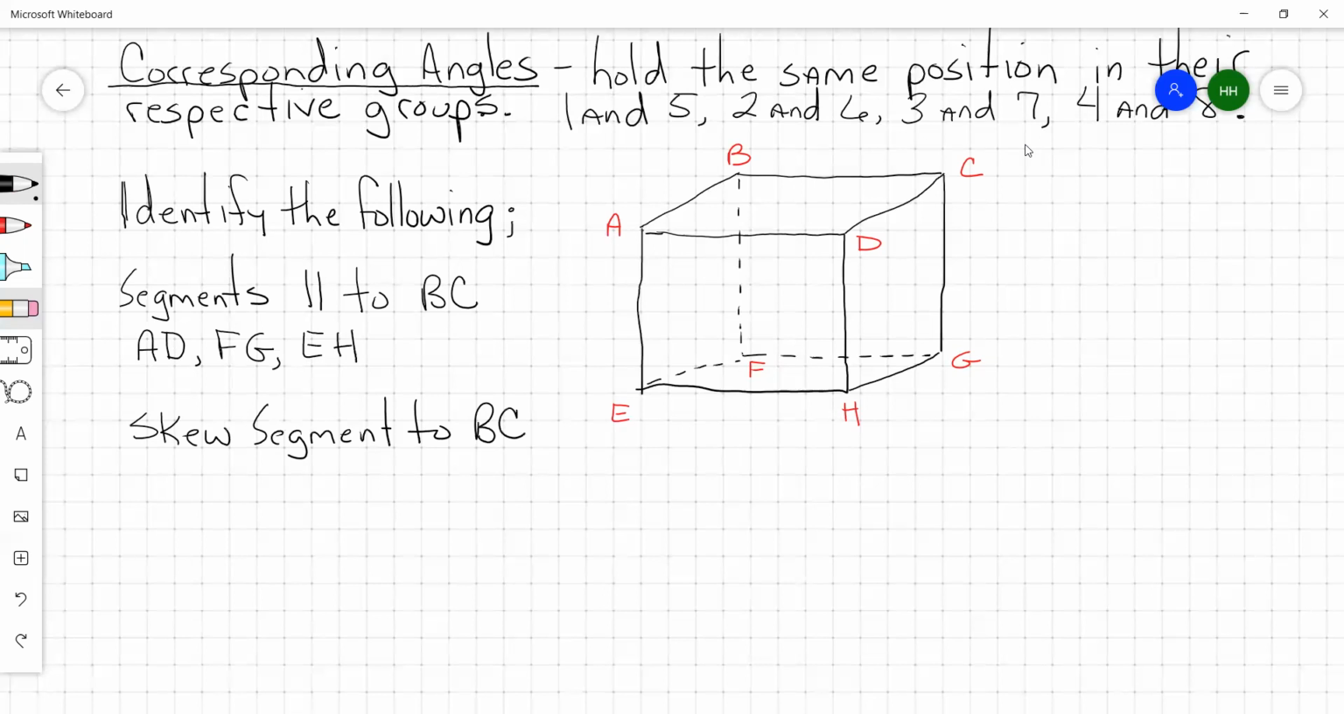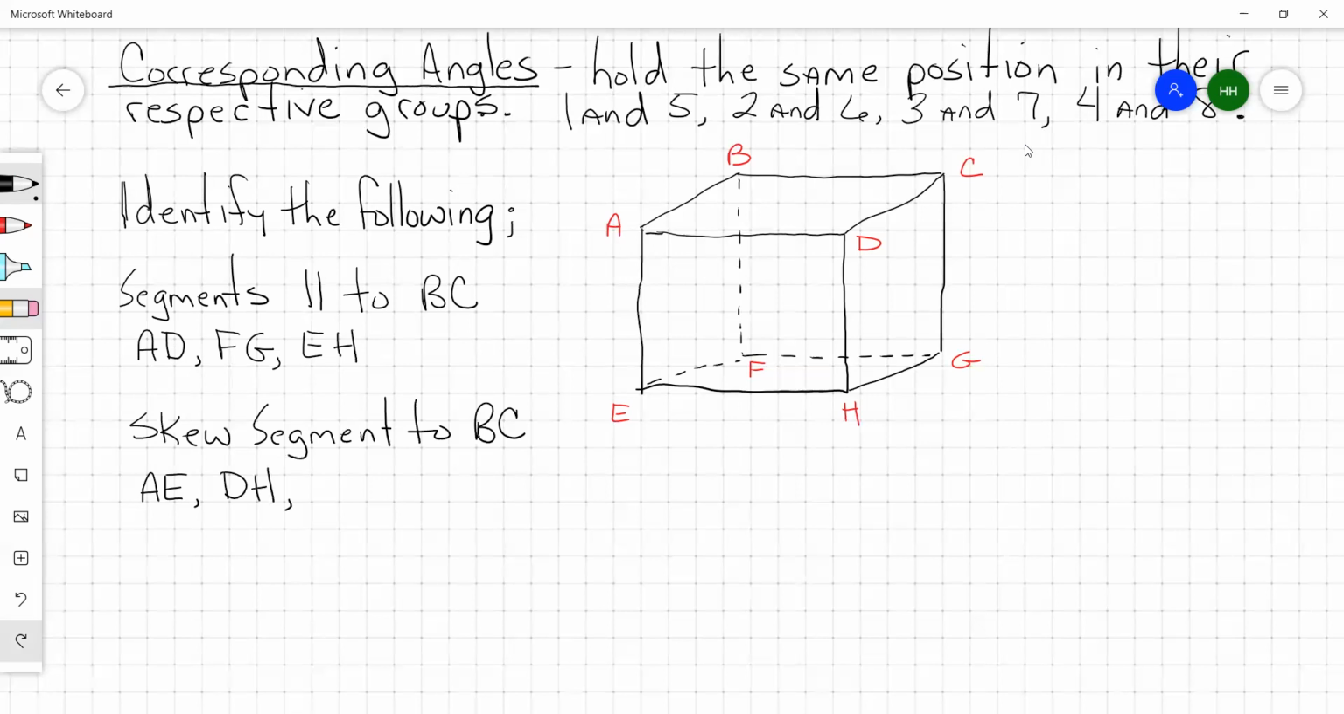Skew lines, they don't intersect either, but they're in different planes. So a segment or a line that's skew to BC. Here's BC, still in the upper back. All right, this AE is skew to BC. In 2 dimensions, they would intersect right up here somewhere. But in 3 dimensions, they don't intersect. This is the front left corner of the box, and this is the back top edge of the box. So another segment skew to BC.